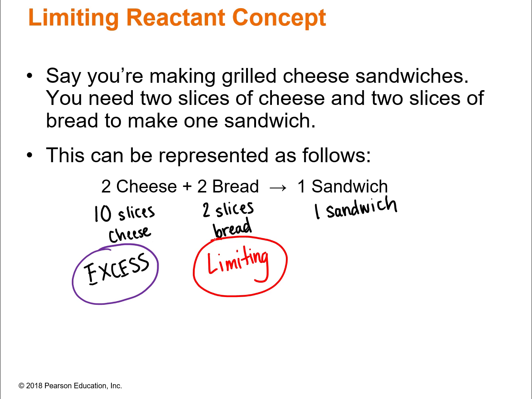Now, in the real world situation, you could take 2 pieces of bread and put 10 pieces of cheese, which is a little bit much. But you could have as much cheese as you want. You can do what you want. Grilled cheese is very customizable. But I digress. Limiting reactant. It's the one that shows you how much of your product you can actually make.